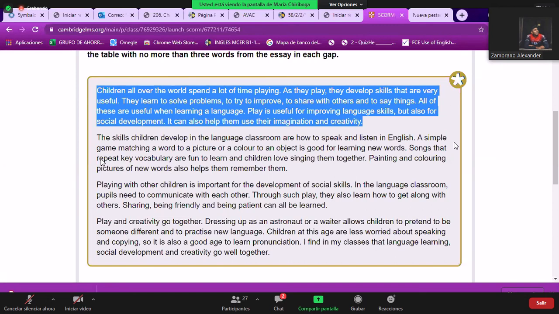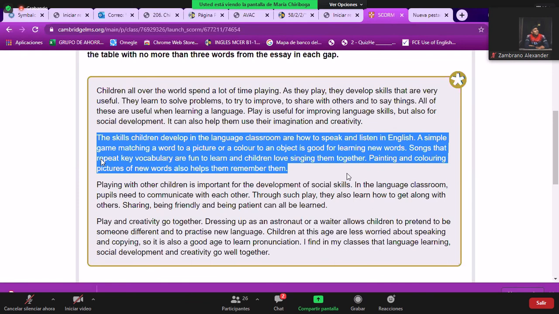Children all over the world spend a lot of time playing. As they play, they develop skills that are very useful. They learn to solve problems, to try to improve, to share with others, and to say things. All of these are useful when learning a language. Play is useful for improving English skills, but also for social development. It can also help them use their imagination and creativity.